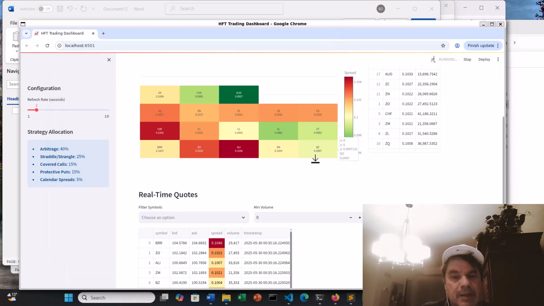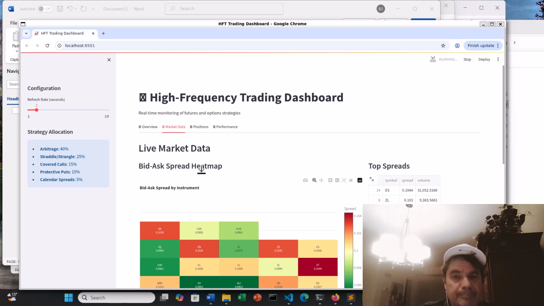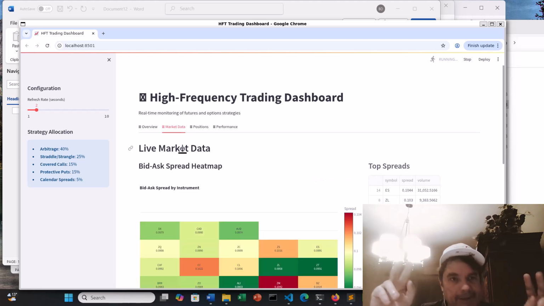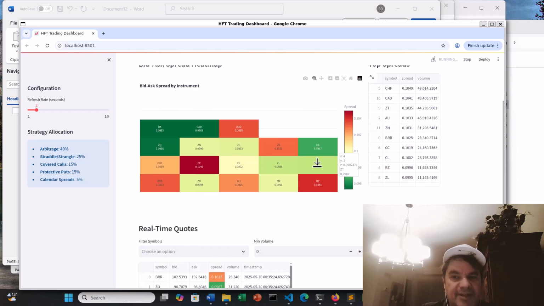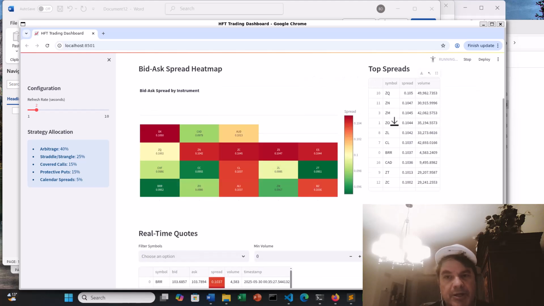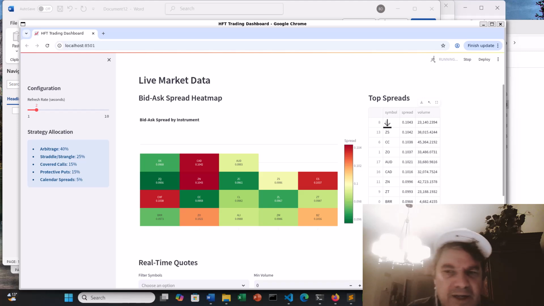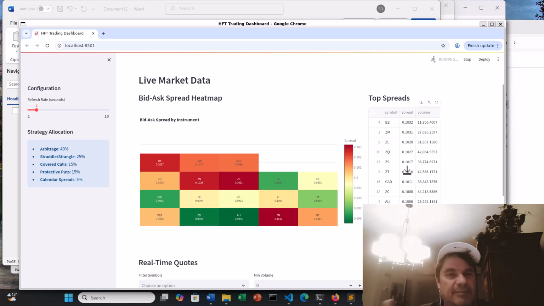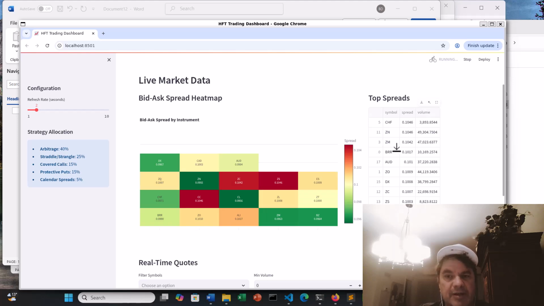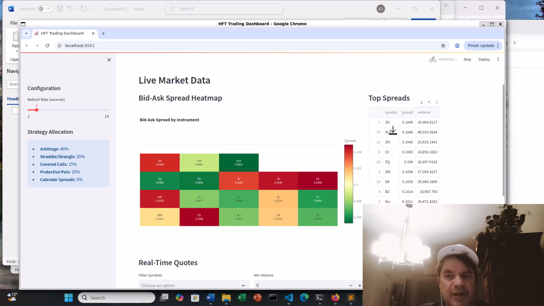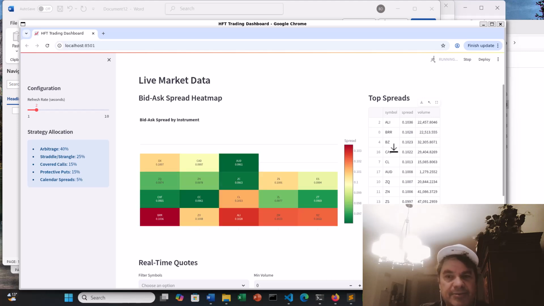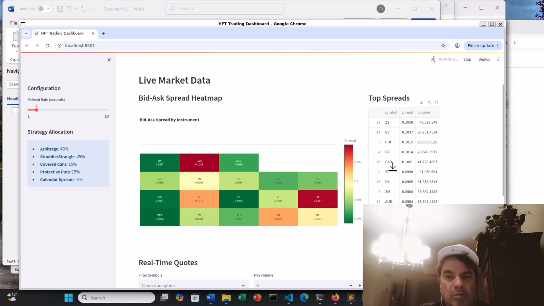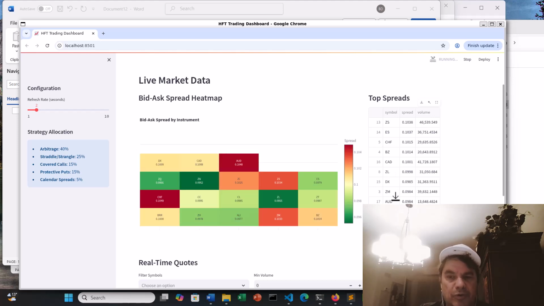So here we have our live market data, live simulated data. This is absolutely amazing. And we're using bid ask spread, so we can see what's giving us the best spread and the best volume. So you can see right here, we got Swiss franc, Australian dollar, DX, Canadian, oil, Australian, so on and so forth.